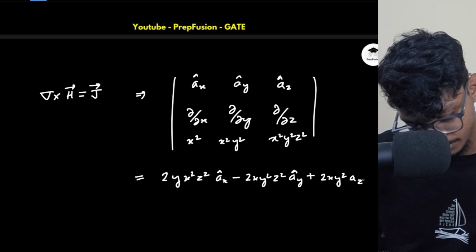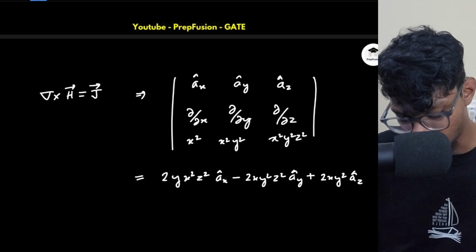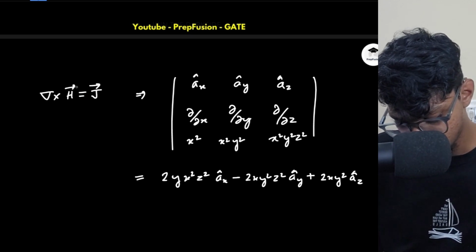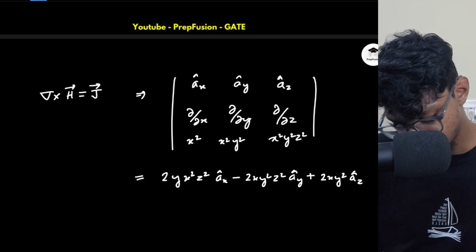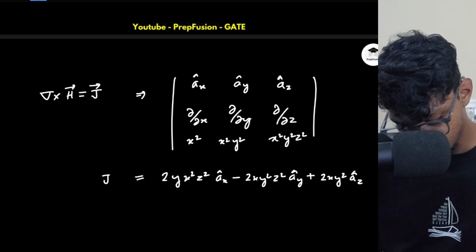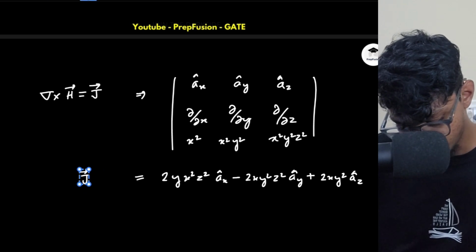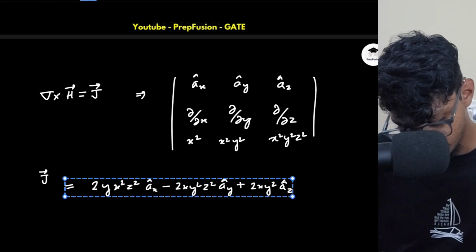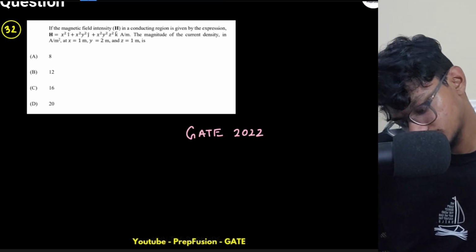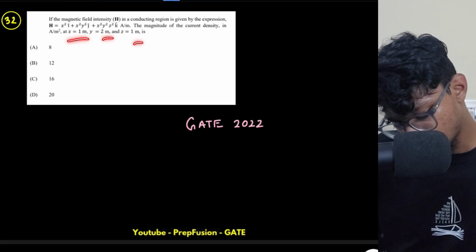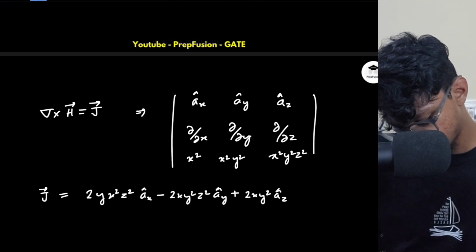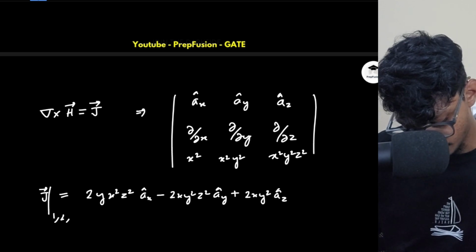2x y square minus 0. So this is z cap. Now what are the coordinates? Coordinates are, so this is my J, and where are they asking this J value? They are asking this J value at x equals 1, y equals 2, z equals 1. Okay, so this is at (1, 2, 1).